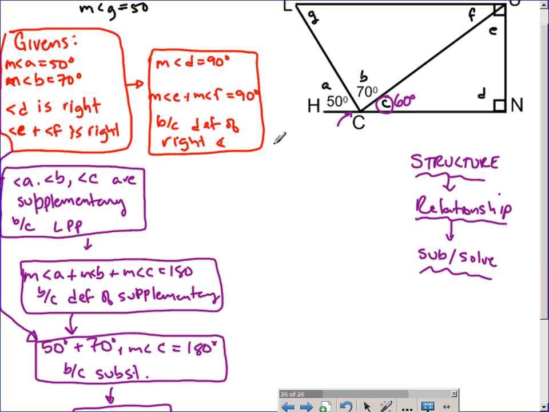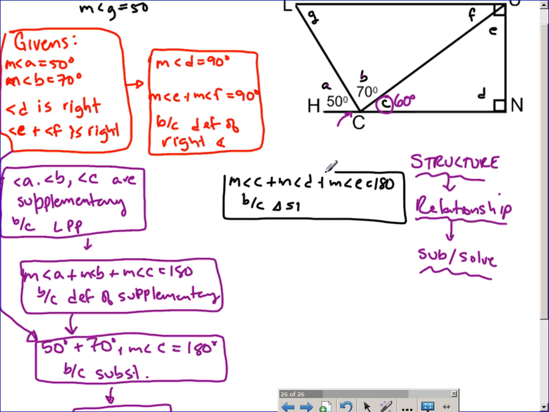If I'm going to utilize this triangle structure and the relationship of triangle sum theorem, now we don't have to justify the structure first because the triangle's there because, well, it's a triangle, it's in our diagram. So we can start right with the relationship. The measurement of angle C plus the measurement of angle D plus the measurement of angle E equals 180 degrees. That's our relationship. That's going to be because of the triangle sum theorem. Again, that comes from a diagram. No arrows needed.